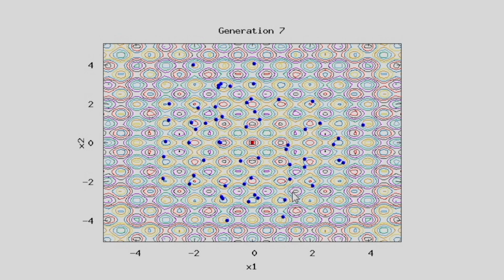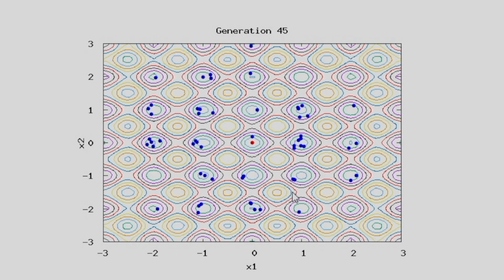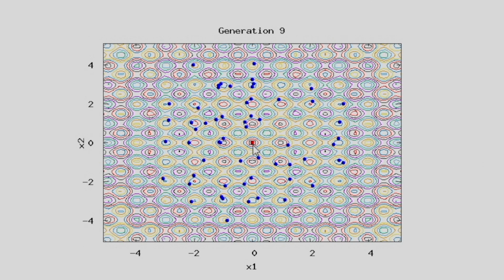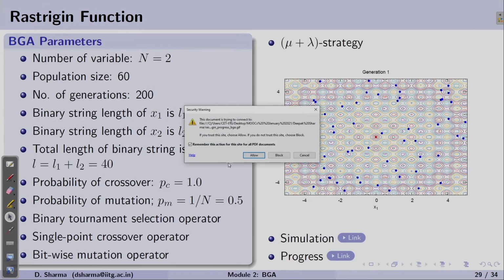Now you can see the solutions which are distributed are moving towards the optimum, not only the optimum, but the local optimum solutions as well. Now in the focused view, you see that one solution was created close to the optimum, and eventually the other solutions are also moving to the optimum. Now we cannot see the red dot. It means that the optimum solution for the Rastrigin function is found by the binary coded GA. Let us see the progress.